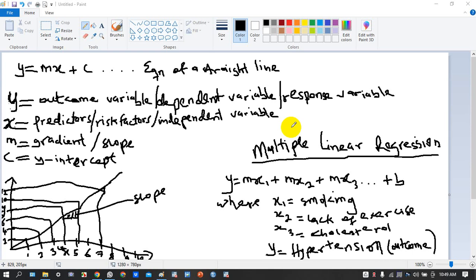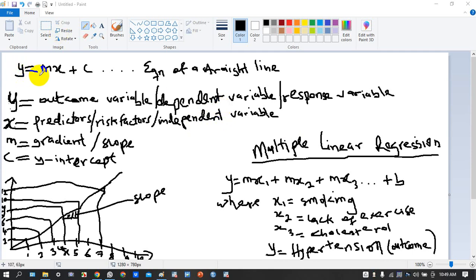Hello class, let's tackle our last lecture on causal inference. So, in order to establish causation, I want you to know some basic principles.